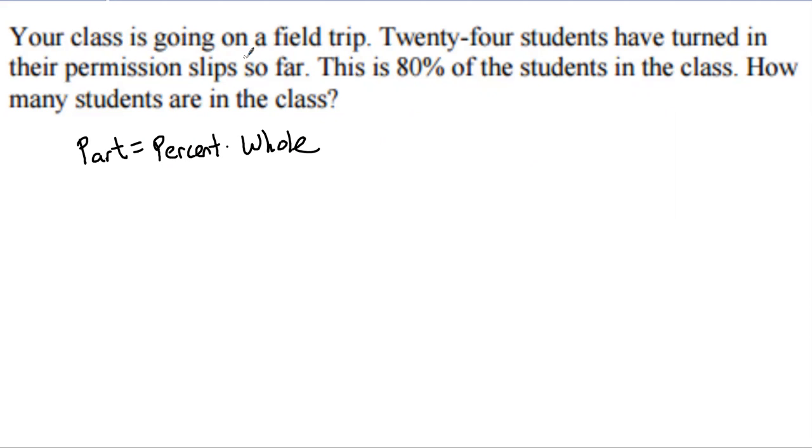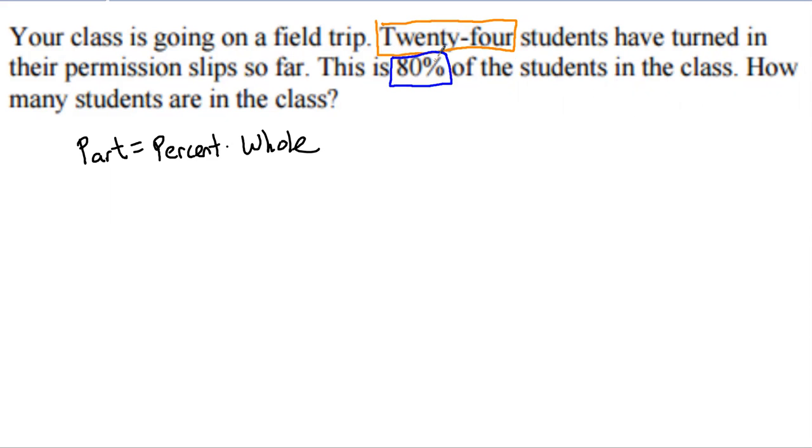Your class is going on a field trip. 24 students have turned in their permission slips so far. This is 80% of the students in the class. How many students are in the class? So if we look at this problem here, our key numbers that should pop out at us would be the number 24 for one, and 80%.